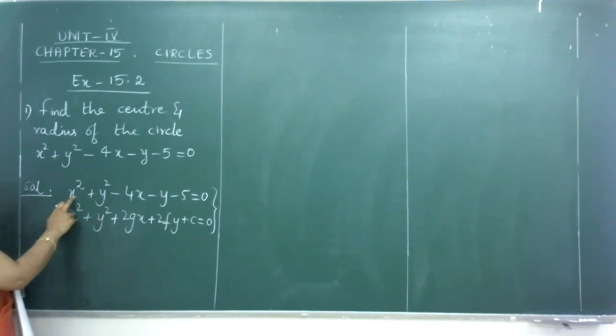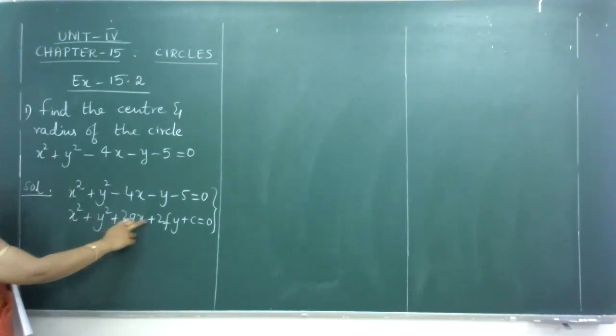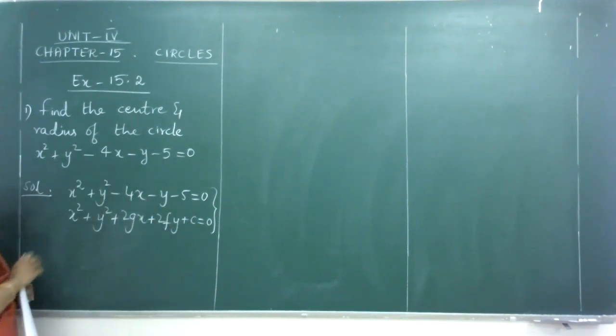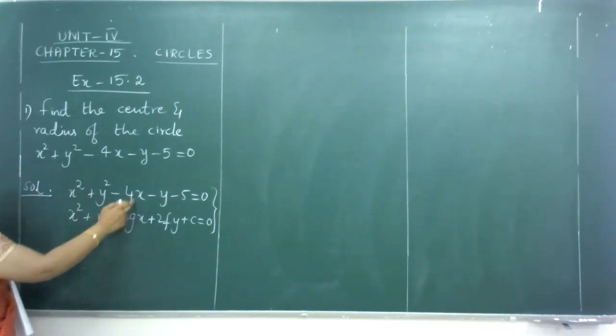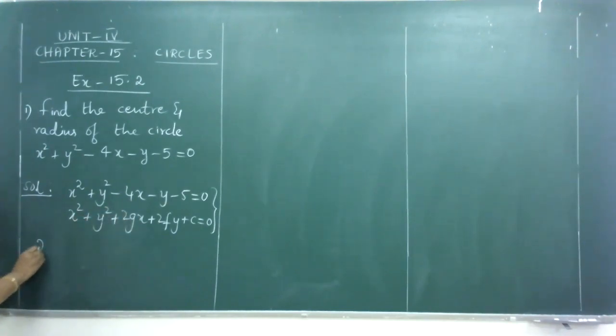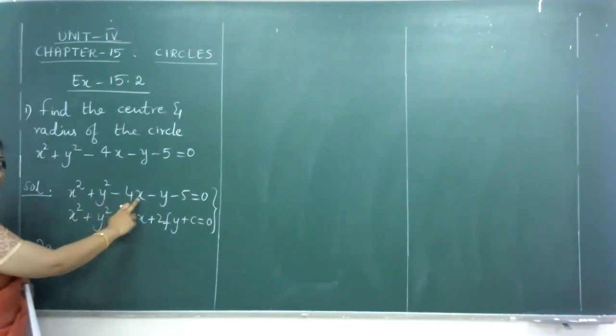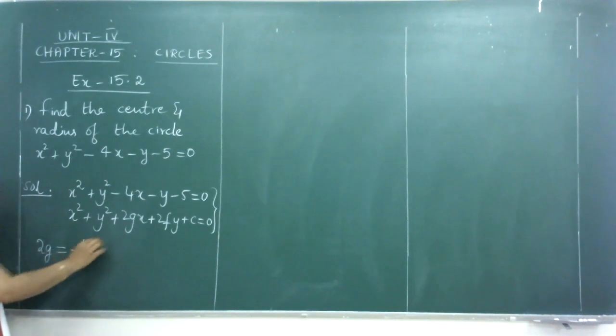And here in the given equation, it is already 1. So now directly consider the coefficients of x, coefficients of y, and then the constant for comparison. When I compare the coefficients of x in both the equations, in the general equation, the coefficient of x is equal to 2g, and in the given equation, the coefficient of x is minus 4. So you're getting 2g is equal to minus 4.